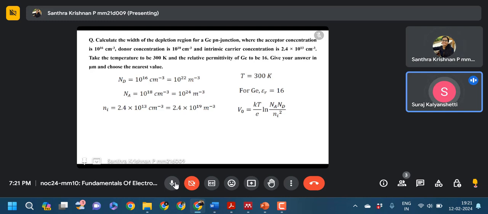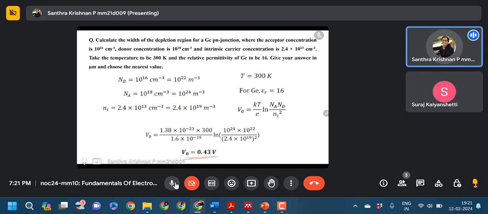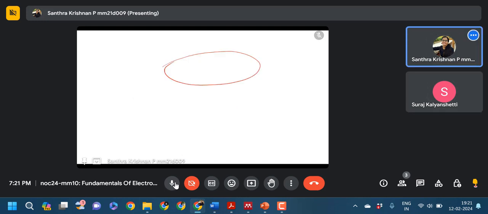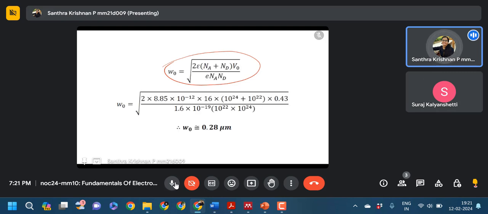I don't want to do the substitution again, so let's move on. I have not read this chapter, so I'll go ahead and do that. So the V naught part I have shown. Now can you just substitute in the width part, that small equation? V naught you have done in the previous question, right? Yes, I have done. So can you just substitute the width part?